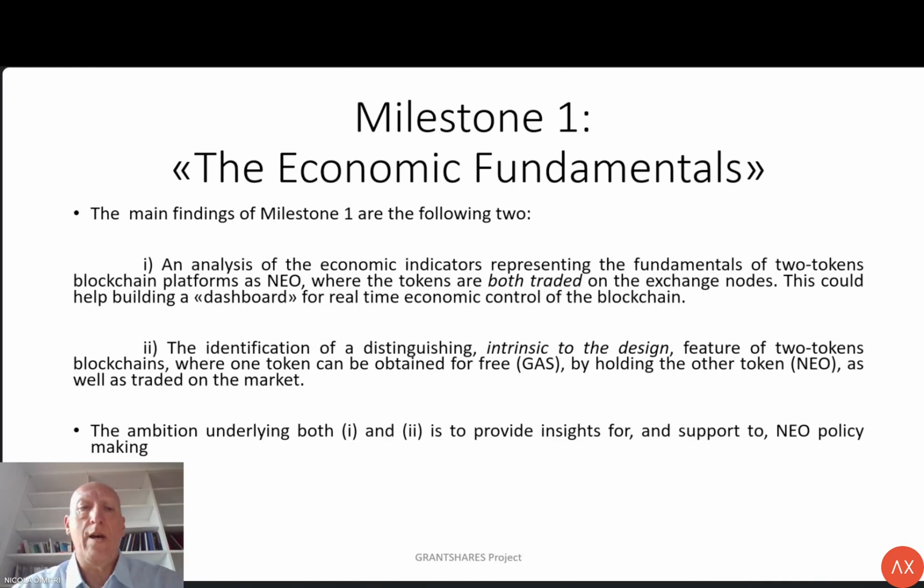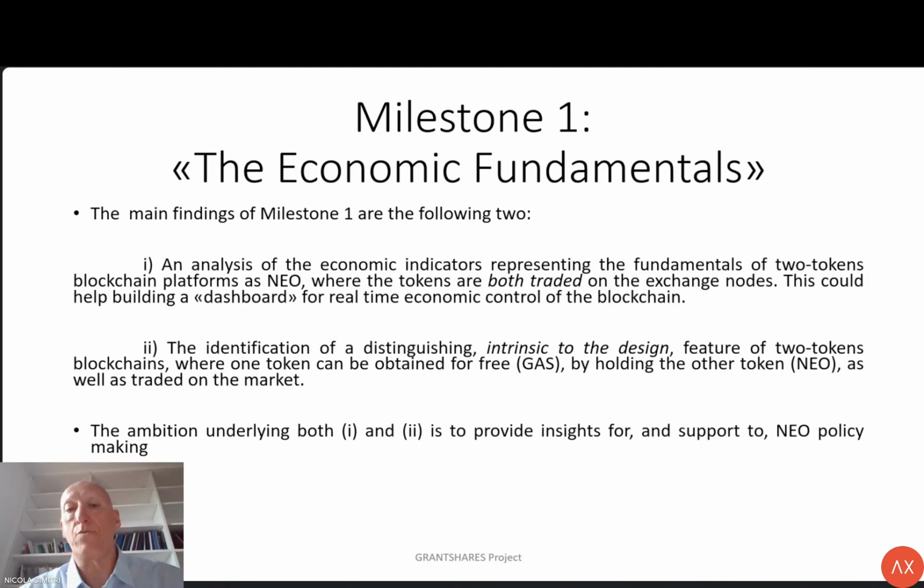The first goal was to identify and construct some economic indicators that would actually represent and give interesting information on how the economic side of the blockchain is actually going. I thought this was an interesting point because, to my knowledge, when I submitted the project, I didn't see anything in the literature or in any other reports extensively discussing two-token economies, especially when both tokens are actually traded on the market, as in NEO. So that was the first goal: economic indicators.